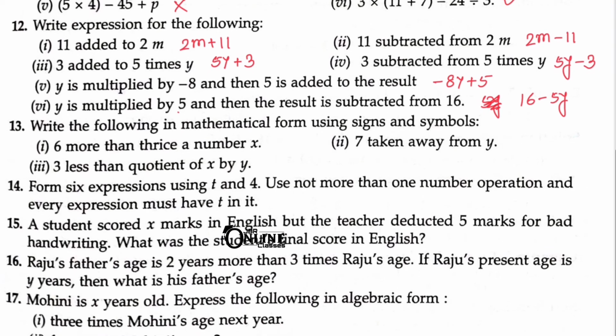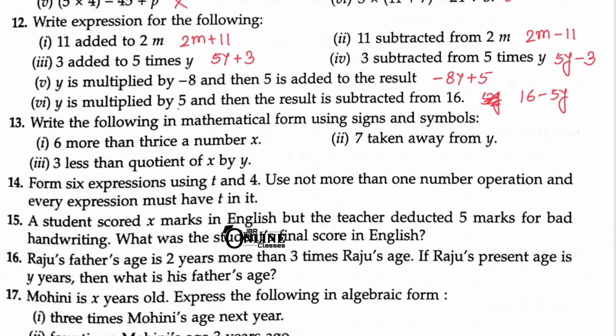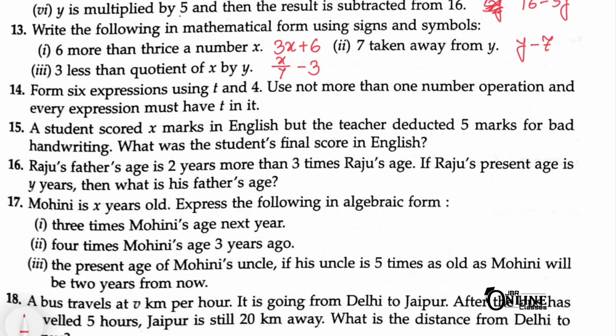Next, number 13. Write the following in mathematical form using signs and symbols. 6 more than thrice a number x. That means here 3x, thrice a number, plus 6. 7 taken away from y. Taken away means subtract. So y minus 7. 3 less than the quotient of x by y. Less than means again subtract. So definitely x by y minus 3. That is your answer.